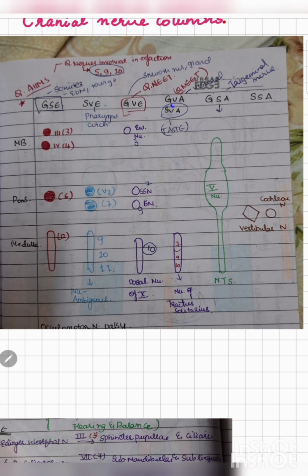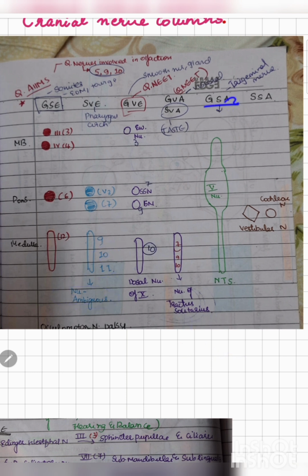This input from GVA and SVA is given to the nucleus of tractus solitarius, which includes cranial nerves 7, 9 and 10. Don't confuse it with the nucleus ambiguus, which includes cranial nerves 9, 10 and 11.